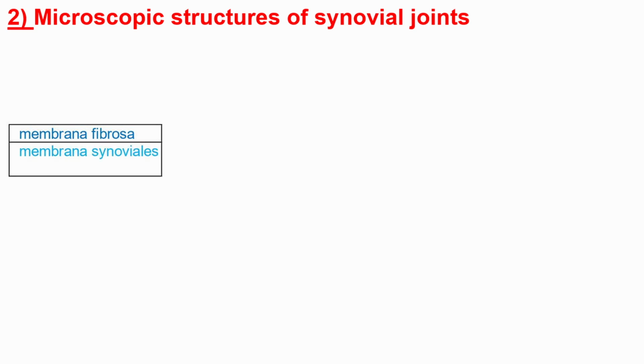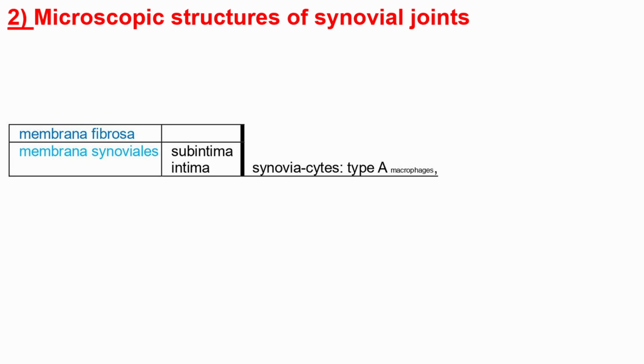The histologic components of a joint capsule are the outer membrana fibrosa, made of dense connective tissue, and the inner membrana synovialis, made of subintima and intima. The intima is only 1 to 4 cell lines wide and is composed of synoviocytes type A, which are a type of macrophages, and synoviocytes type B, which are the cells that produce the synovial fluid.